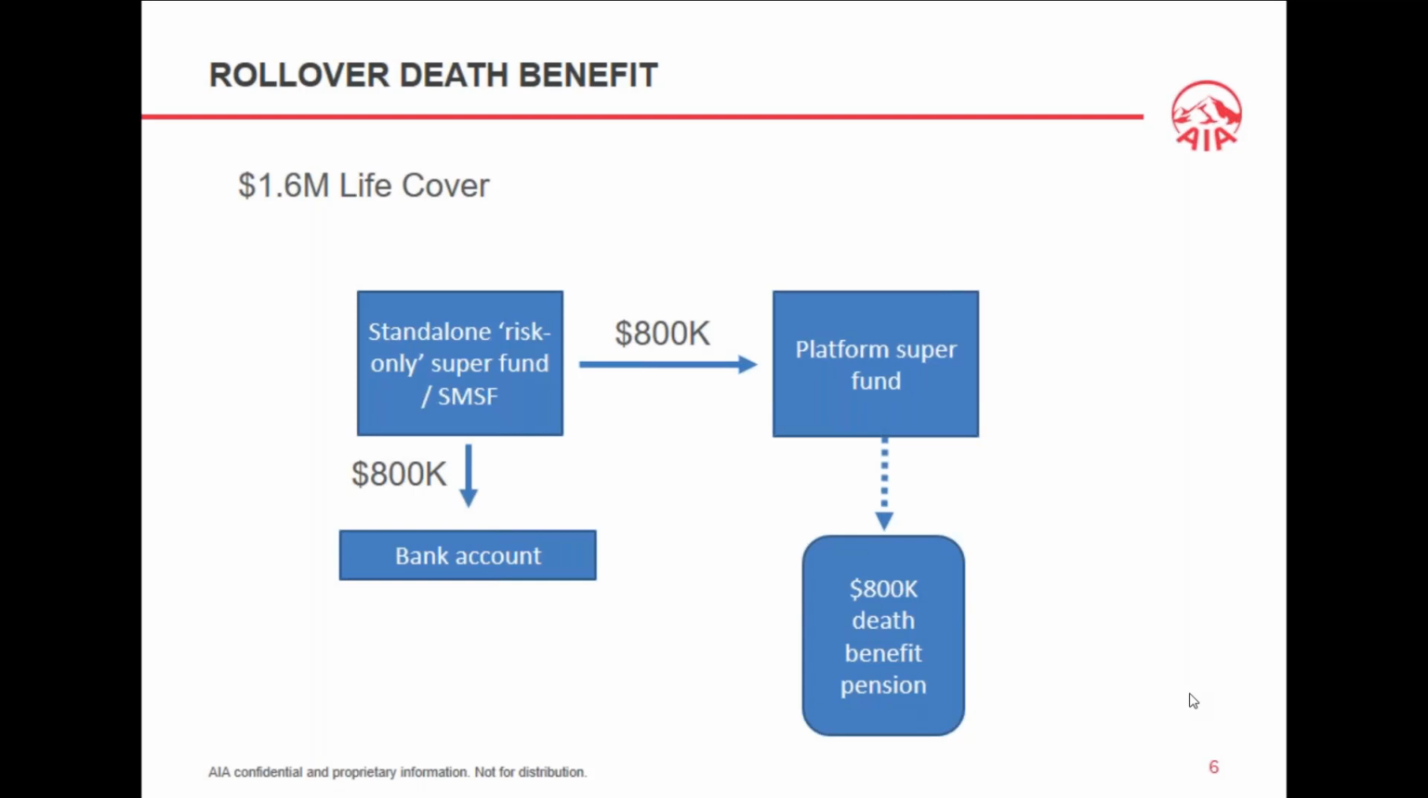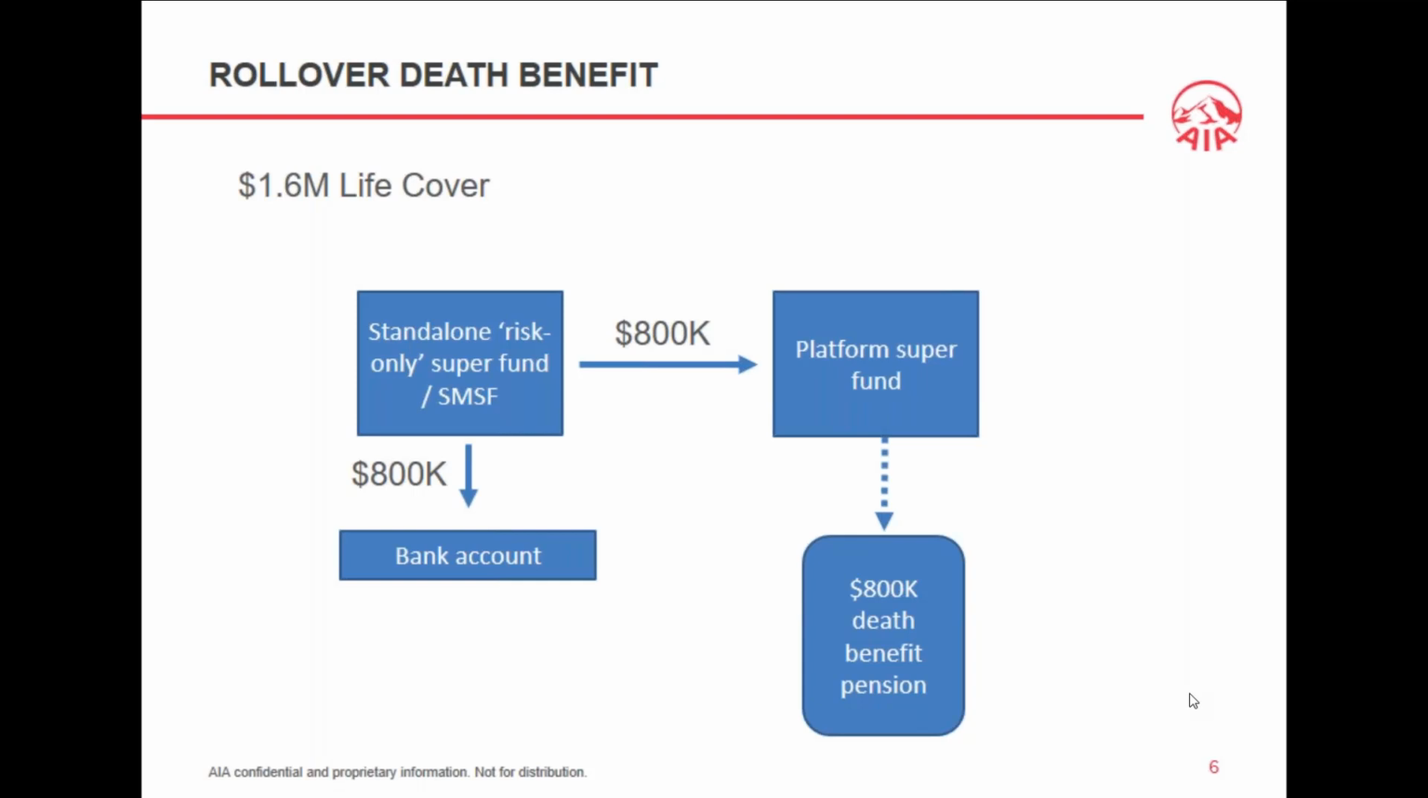So in those scenarios where we're looking to wind up self-managed funds, perhaps given the death of one of the more active member trustees, this subtle rule change from 1 July 2017 allows that rollover of the surplus $800,000 to a public offer super fund for the purposes of commencing a death benefit pension.